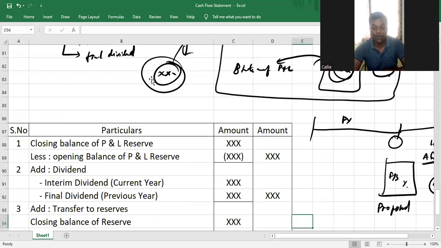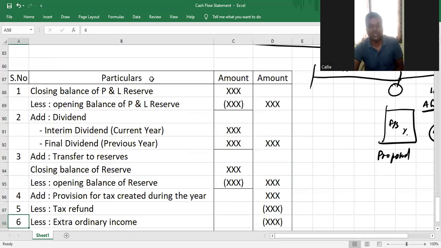The starting point of a working note will be that point. The closing balance of P&L reserve, you reduce the opening balance of P&L reserve to find out the profit that got added during that year. And then you add dividend. While adding dividend, you've got to keep in mind interim dividend of the current year and proposed dividend of the previous year will be added back. When I say dividend, it includes preference and equity dividend. If they're given equity dividend and the company has preference share capital, then preference dividend will also be added back. So you arrive at the dividend amount, and then you add the transfer to reserves. Whatever amount transferred to reserve will be added back.